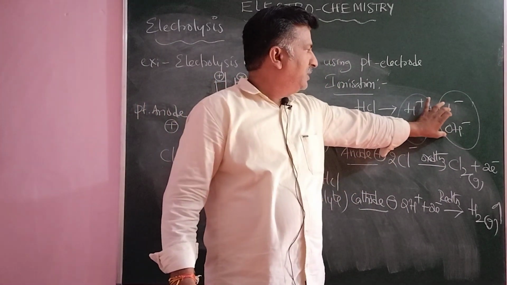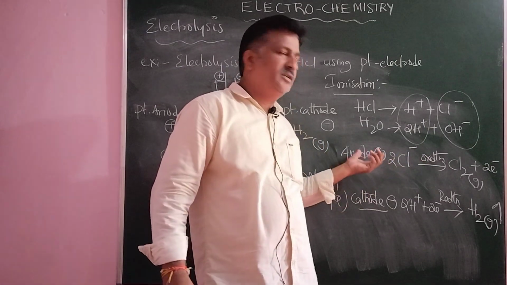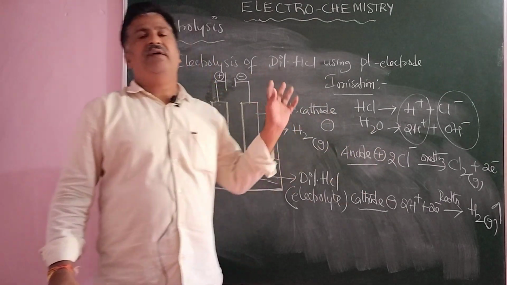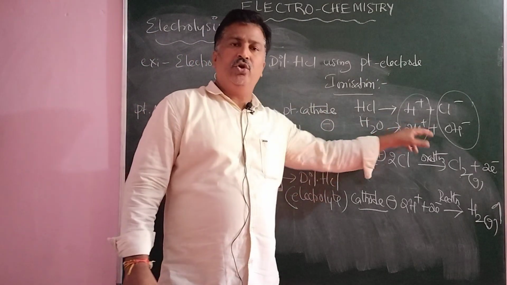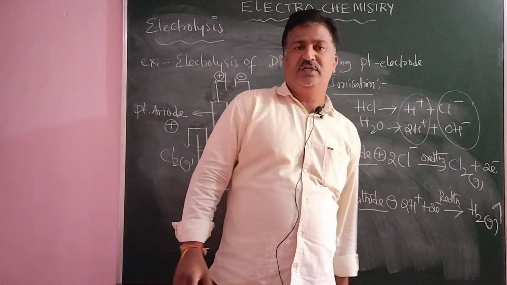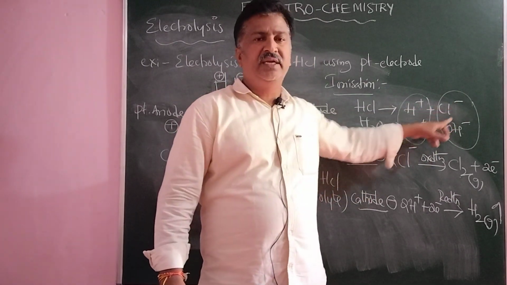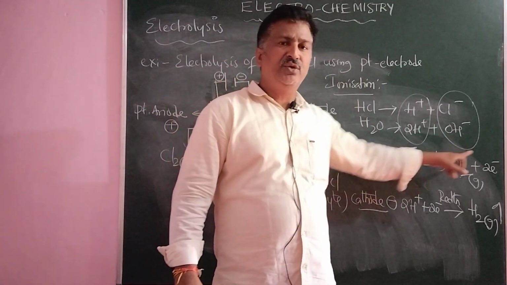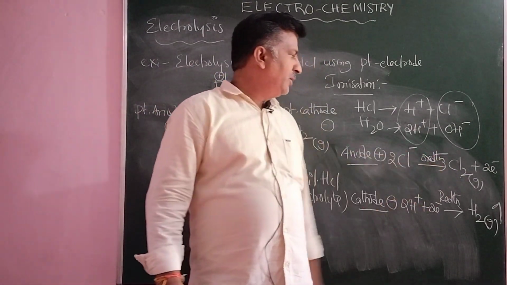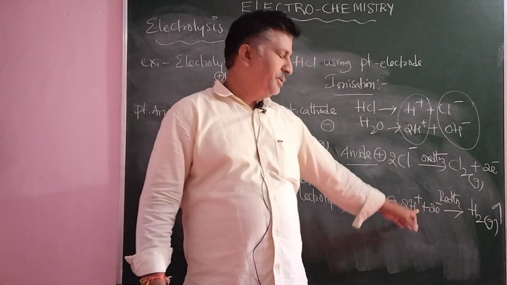So here, when two different types of anions are competing with each other to discharge at the respective electrode, it depends upon the lower discharge potential. The anion having lower discharge potential will be discharged at the anode with respect to that of OH minus ions. So OH minus ions will not be discharged at the anode. Instead, chloride ions will get discharged at the anode, undergo oxidation by losing two electrons, converting into chlorine gas. Chlorine gas will be liberated at the anode by undergoing oxidation, and hydrogen gas will be liberated at the cathode by undergoing reduction.